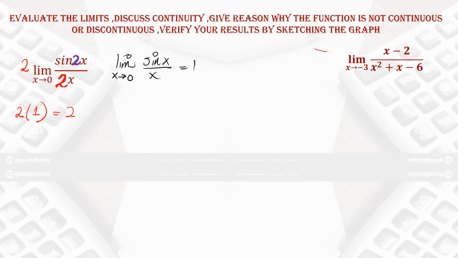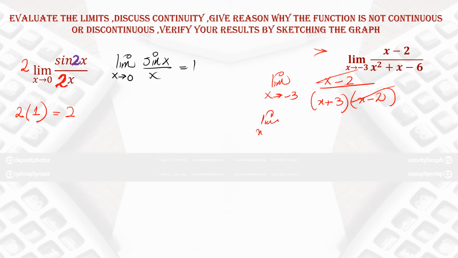Now after that, let's evaluate the limit when x approaches negative 3. And you know that we cannot evaluate the limit unless we factorize the quadratic to sort out our answer. So we have x squared plus x minus 6. On factoring, we get x plus 3 and x minus 2. Now x minus 2 and x minus 2 cancel. So you will have limit as x approaches negative 3 of 1 over x plus 3.